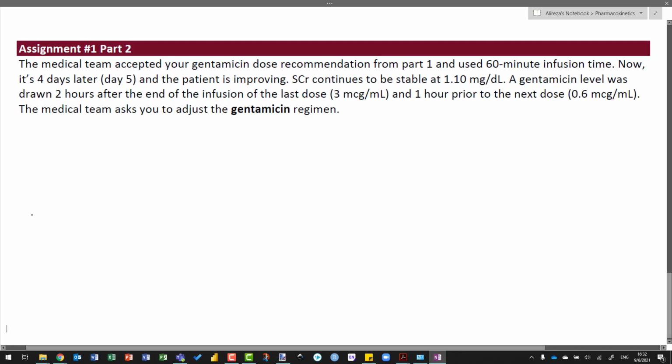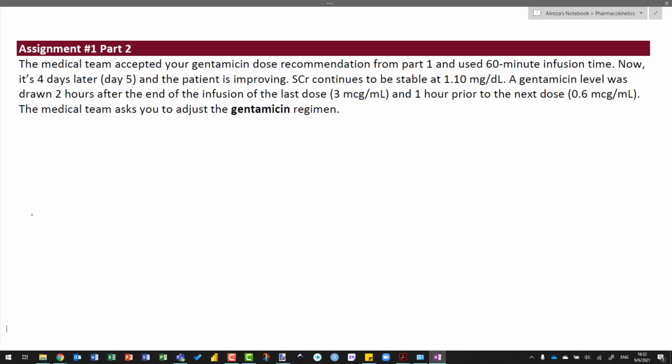Now, the next part is the medical team accepted your gentamicin dose recommendation from part 1 and used a 60-minute infusion time. Now, it's 4 days later, and the patient is improving. Serum creatinine continues to be stable at 1.10. A gentamicin level was drawn 2 hours after the end of the infusion of the last dose, which was 3 microgram per ml, and 1 hour prior to the next dose, which is 0.6.